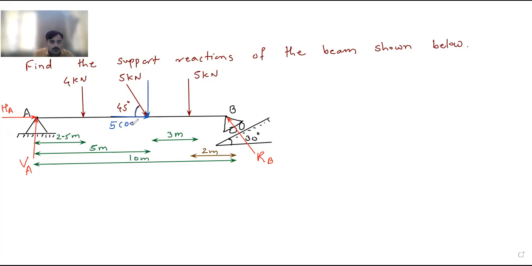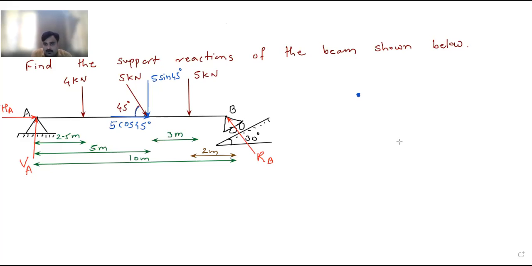This will be 5 cos 45, and this is 5 sin 45. Okay. Now for this case, I will draw a separate diagram so that you will understand how to resolve this RB. For this numerical only, I am drawing the separate diagram. For the rest of the numericals, now you can understand from this. Same thing you need to do.